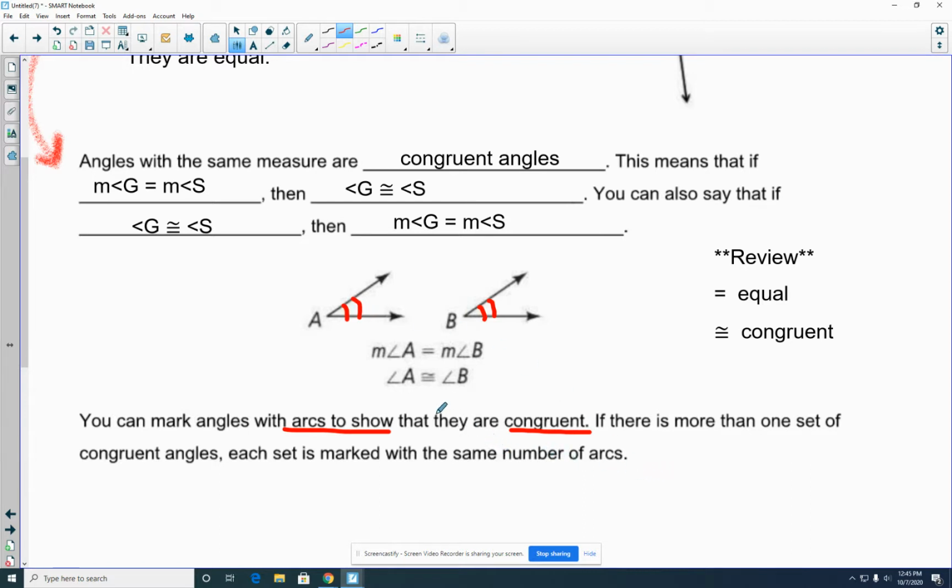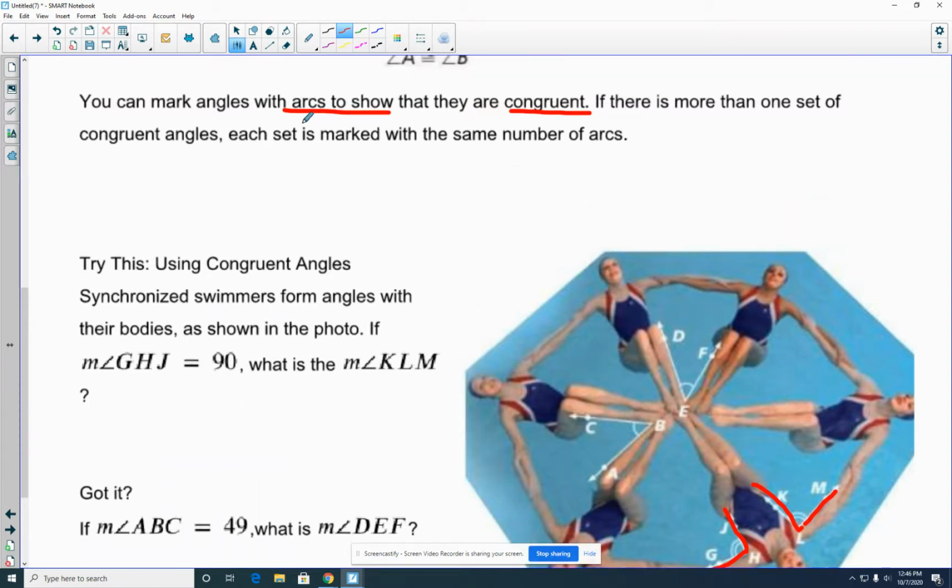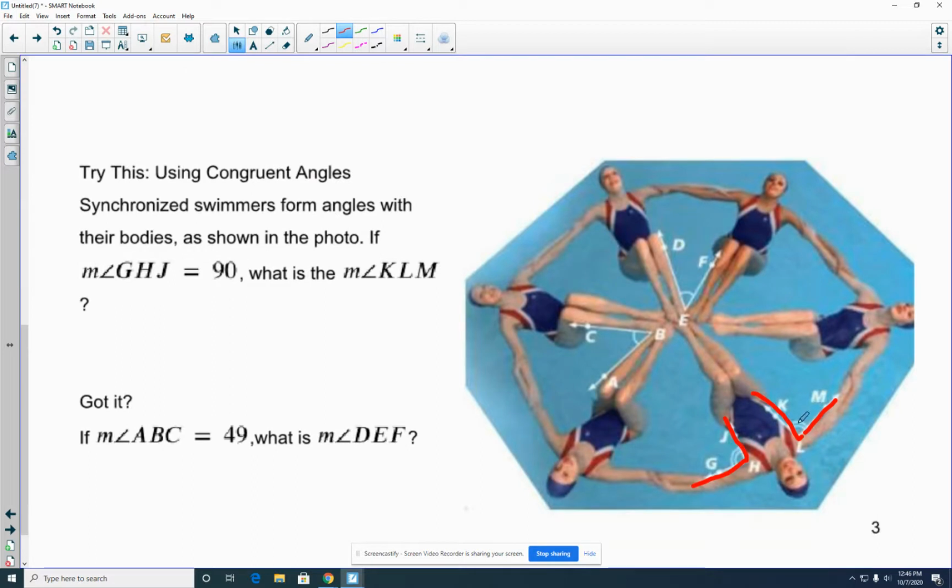Okay, let's take a look at this now. It says we have some synchronized swimmers and they form angles with their bodies shown in the photo below. If the measure of angle GHJ, that's this angle here, is 90, what's the measure of angle KLM? Well, based on the arc marks, they both have two arc marks. So that means that if this is 90, then this has to be 90 because they have the same arc marks.